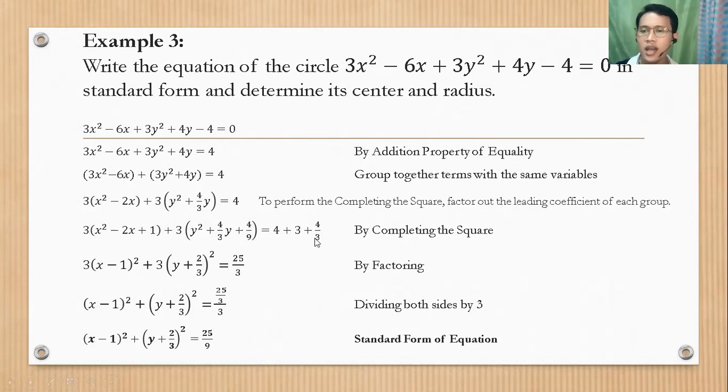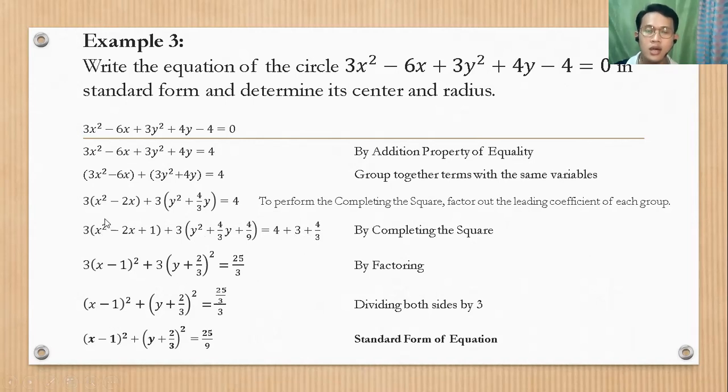So why did we not add just plus 1 and plus 4 over 9 on the right part, because that's what we added? You got it right, but we have a leading coefficient outside the parentheses. So you need also to manipulate that. So you need to take care of that also.